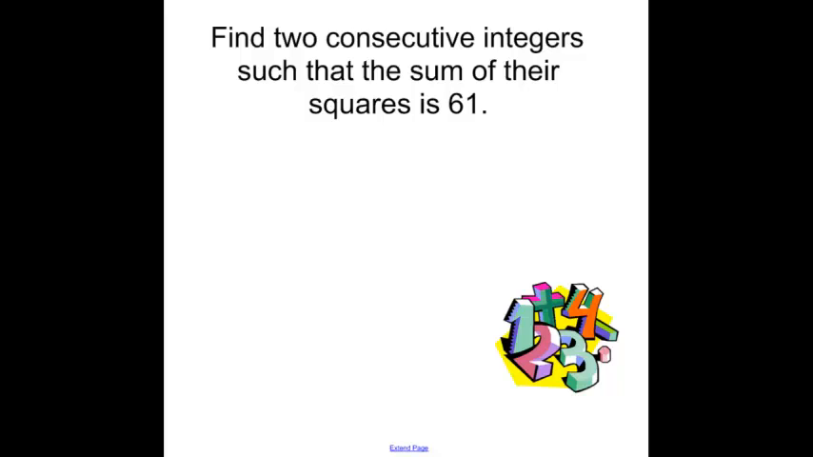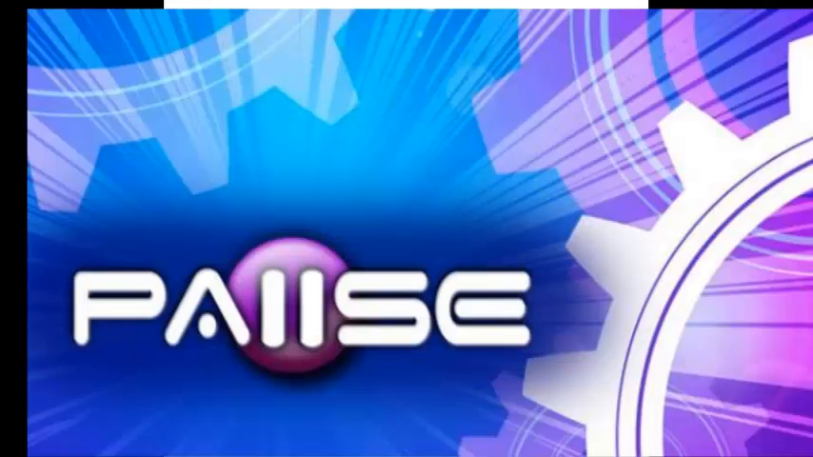So let's take a look at an example quickly. Find two consecutive integers such that the sum of their squares is 61. If they're two consecutive integers, remember that's x equals the first consecutive integer, and x plus 1 would be the second consecutive integer. The sum of their squares, so x squared plus (x plus 1) quantity squared equals 61. So you can practice this one on your own. You'll have to square both of those expressions and solve. Why don't you pause here and do that?